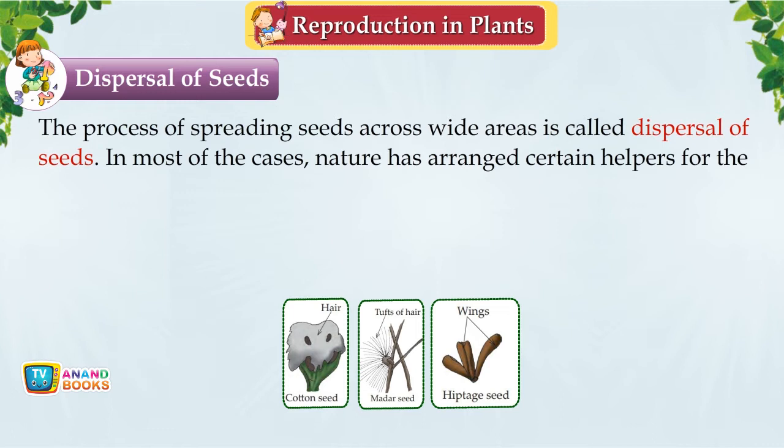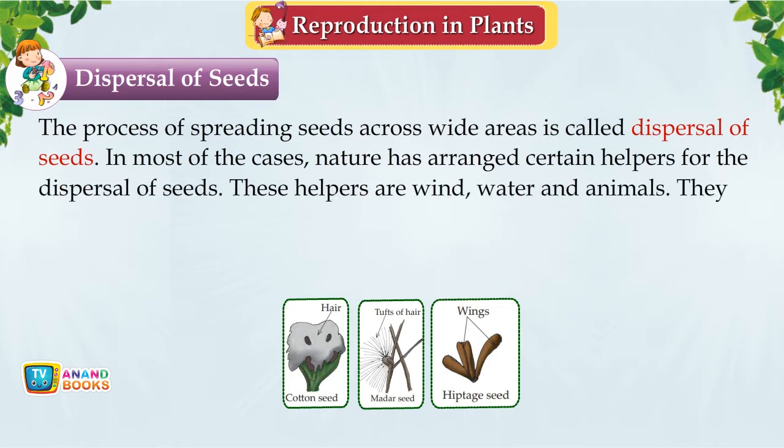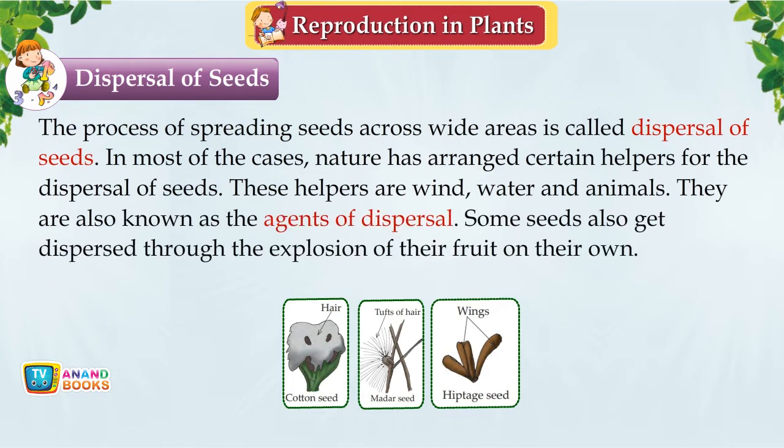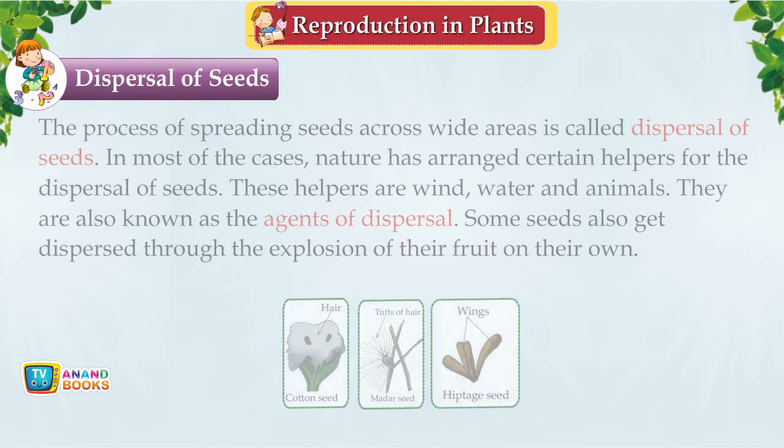In most cases, nature has arranged certain helpers for the dispersal of seeds. These helpers are wind, water, and animals. They are also known as the agents of dispersal. Some seeds also get dispersed through the explosion of their fruit on their own.